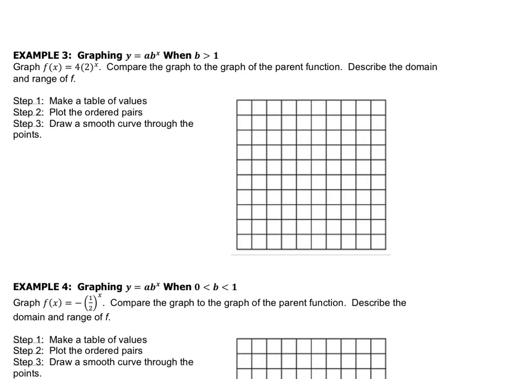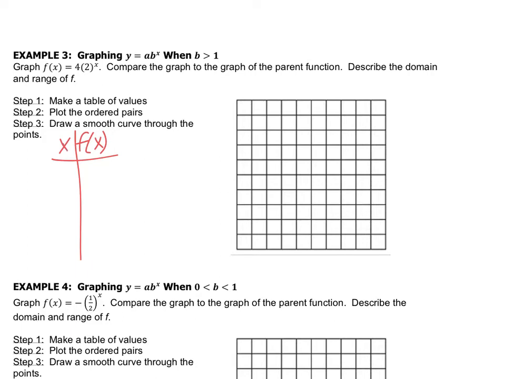So here we are now trying to graph when the b value is greater than 1. So we have a function f of x that's 4 times 2 to the x. So what we want to do first is graph this. So what we're going to do is make a table. Okay, so I'm going to put my f of x, which we also know refers to y's, on the right hand side, and we're just going to make a table.